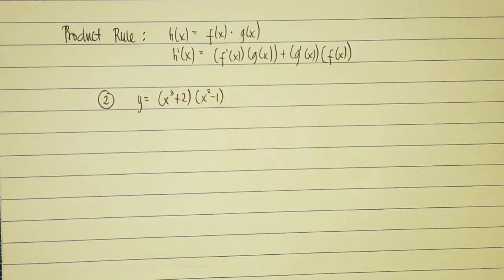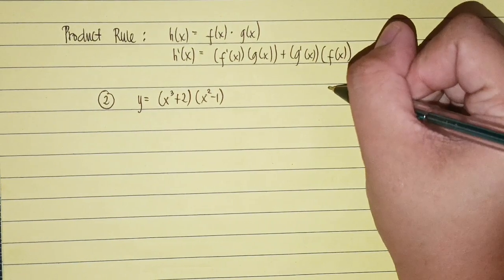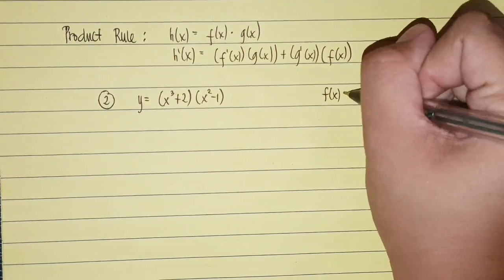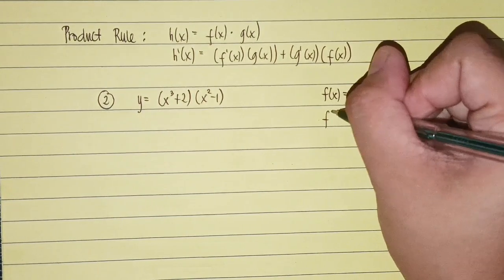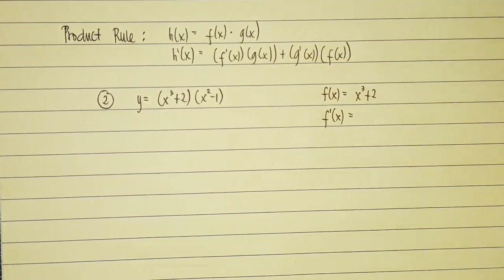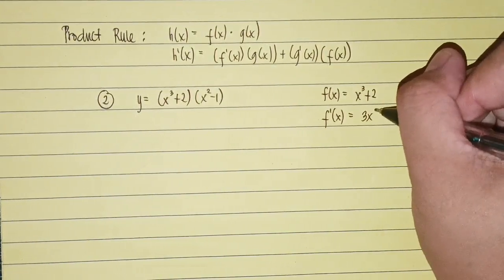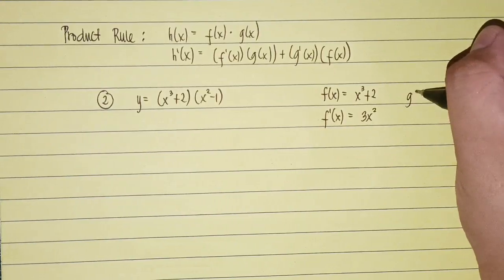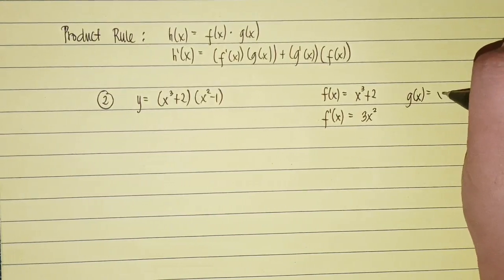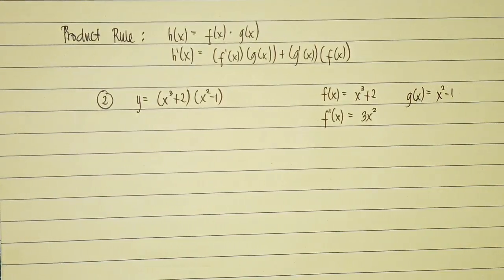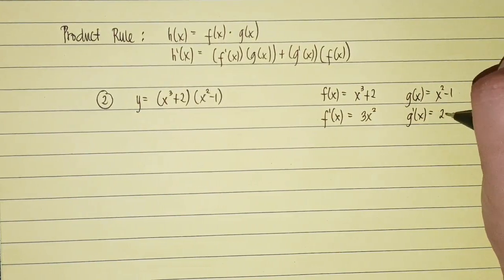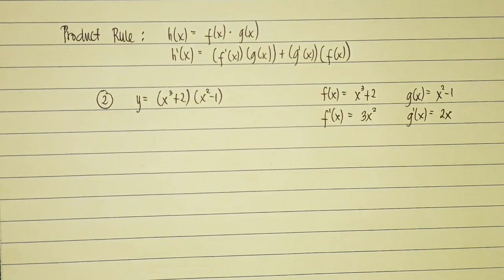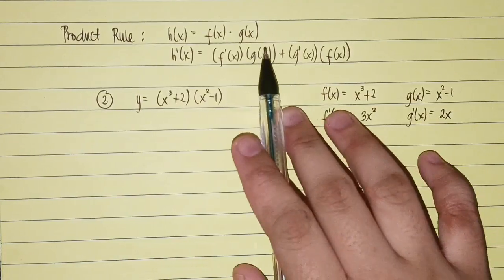Now let's have our next example, which is y equals x cubed plus 2 times x squared minus 1. And let's identify our f of x, which is x cubed plus 2. The derivative of f of x is equal to 3x squared. Our g of x is equal to x squared minus 1. And the derivative of g of x is equal to 2x. Now let's substitute these values into the formula.